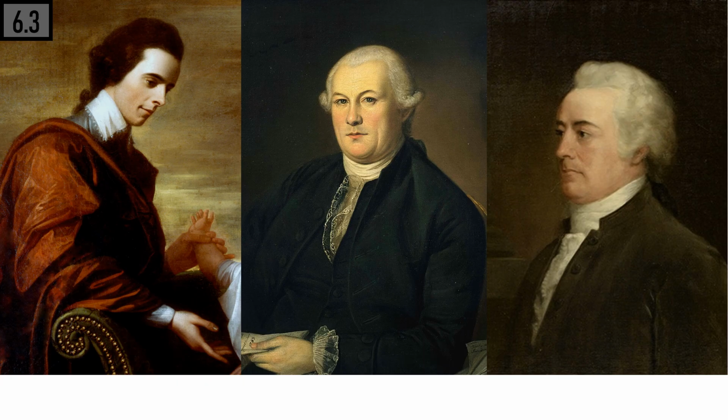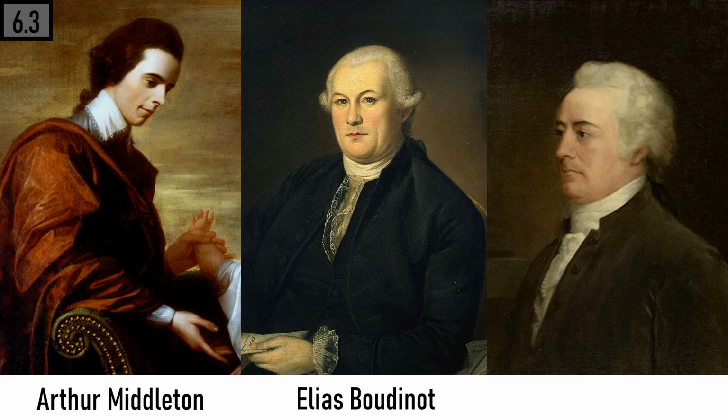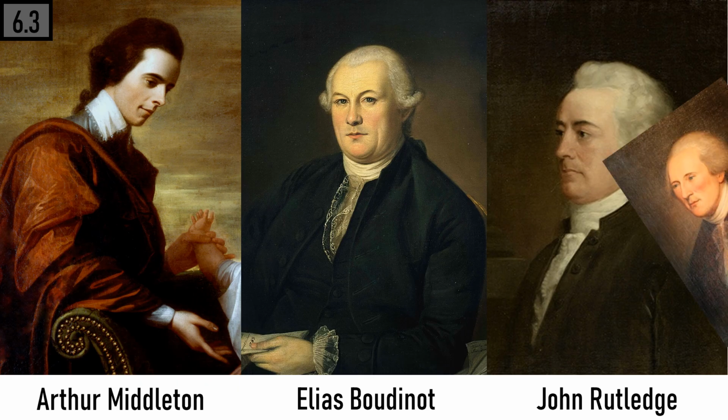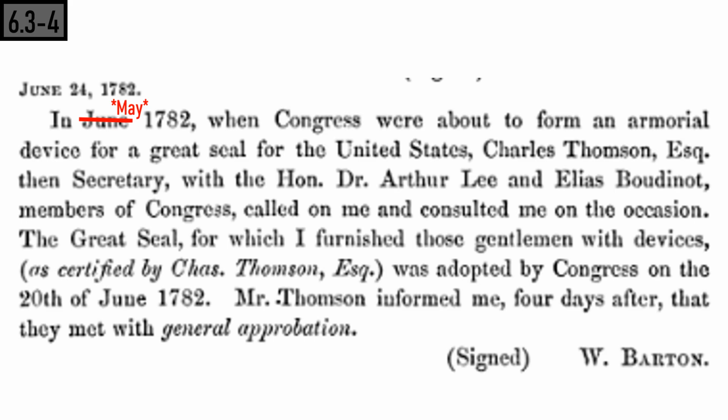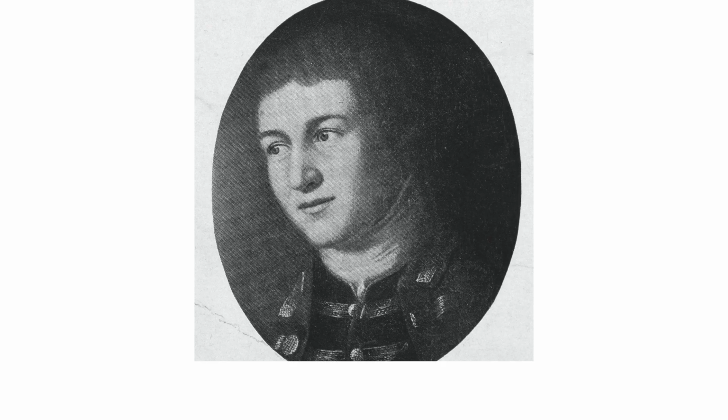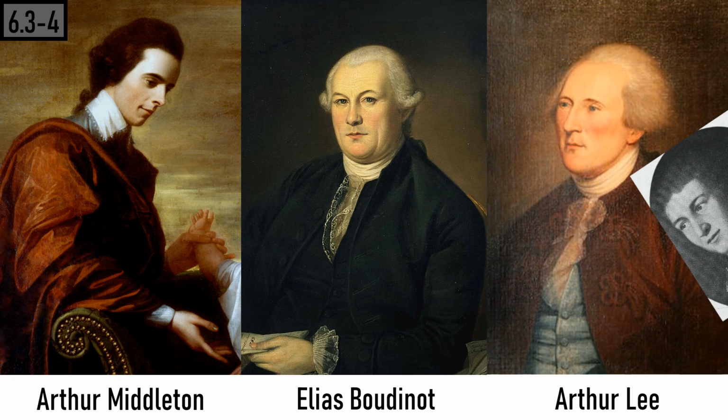Things would further stagnate until May 4th, when another committee of 3 was assembled, consisting of Arthur Middleton, Elias Boudinot, and John Rutledge. A Dr. Arthur Lee would largely assume the position of Rutledge in the preceding decisions. This third committee would, within days, seek out the help of a more qualified individual, who in this case would be a man by the name of William Barton. He, acting as their consultant, would come up with a design equally fast.